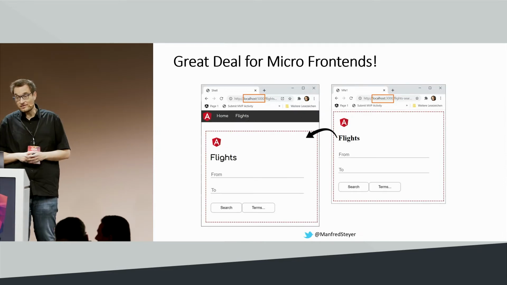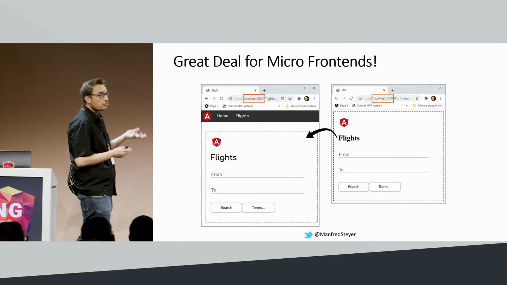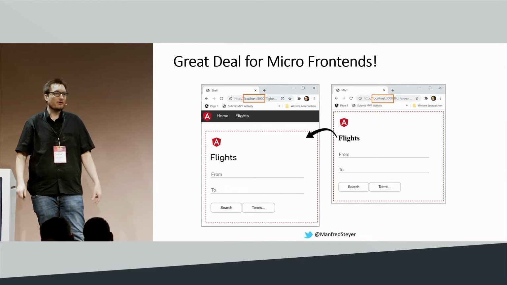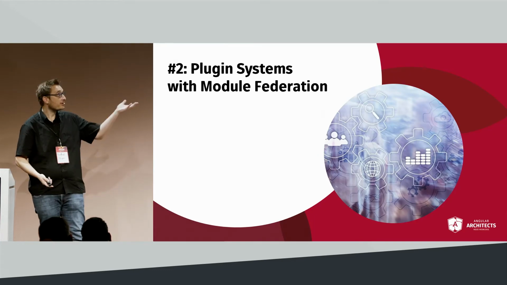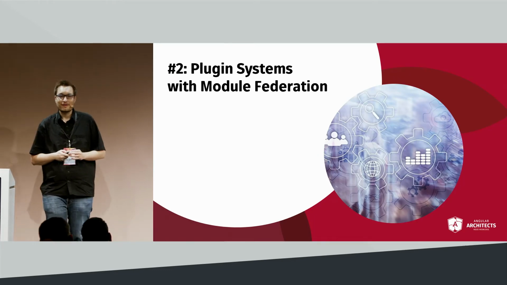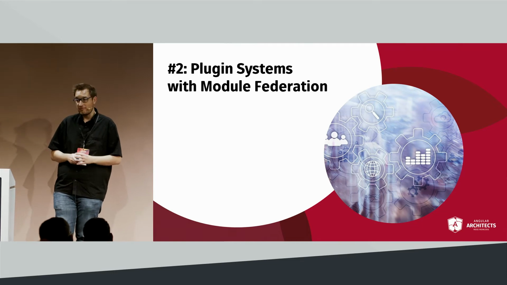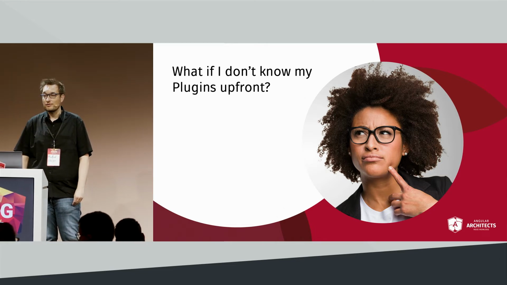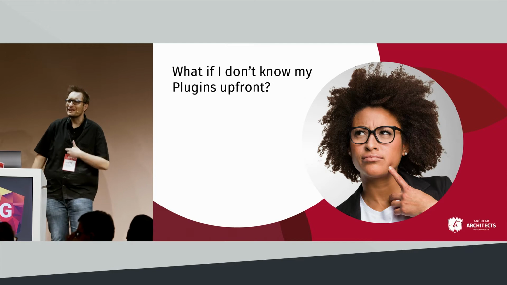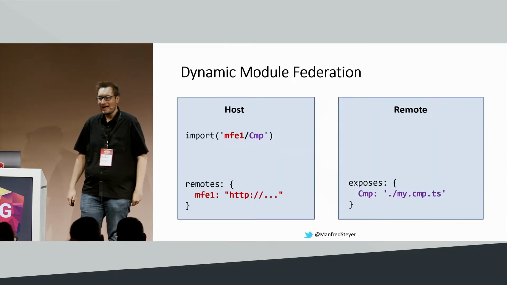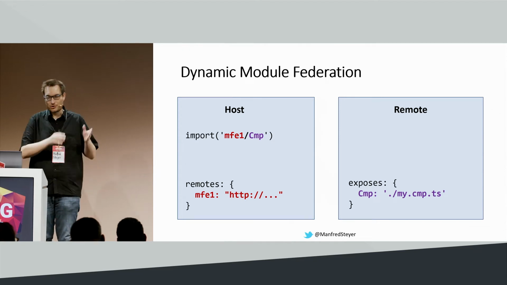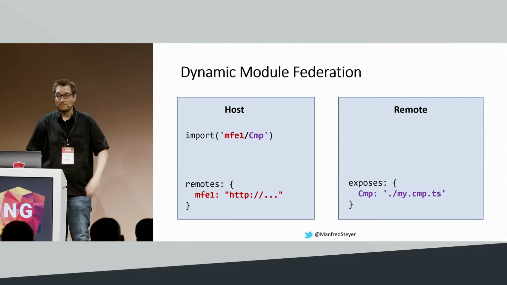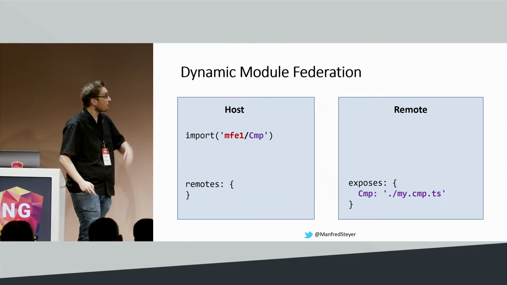And this is a great deal for micro frontends because here you need to load something that was separately compiled into the middle of your shell, but you can also use it for other things like, for instance, plugin systems. When we move over to plugin systems, the first question is, well, how can we load those plugins without knowing them upfront? When it comes to plugins, we don't even know the number of the plugins upfront. Hence, this mapping here from short names like mfe1 to URLs does not make much sense. We don't know it.